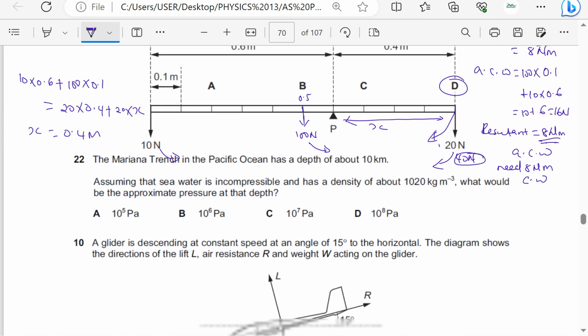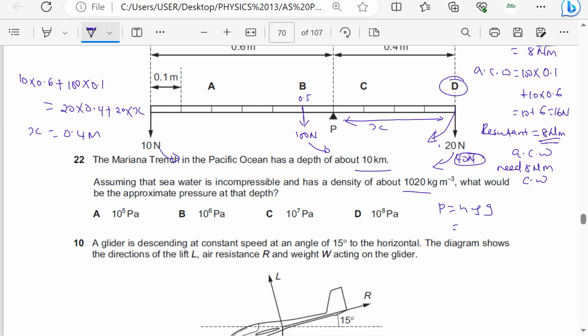The Mariana Trench in the Pacific Ocean has a depth of about 10 kilometers. Assuming that seawater is incompressible and has a density of about 1020 kilograms per meter cubed, what would be the approximate pressure at that depth? I think this is direct. Pressure is equal to h times density times g.